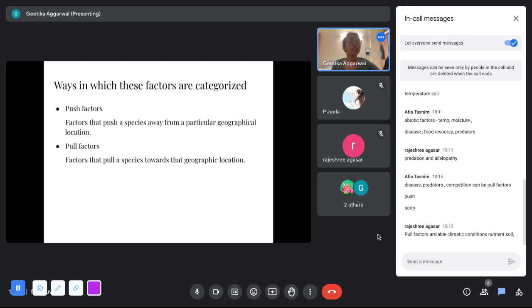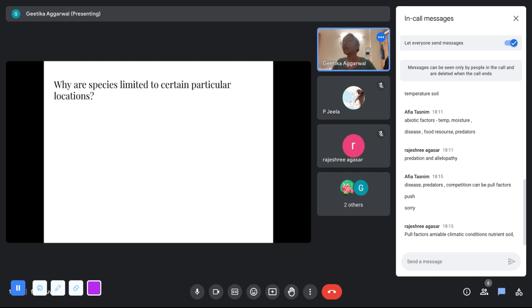And pull factors would be some good climatic conditions, some nice nutrient-rich soil, or things that help you survive in that area and help you avoid predation, competition, and all these things. Okay, so why do you think species are limited to certain particular locations? And what are the factors behind this?